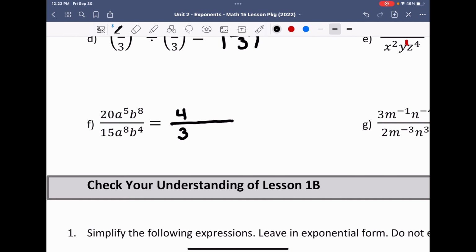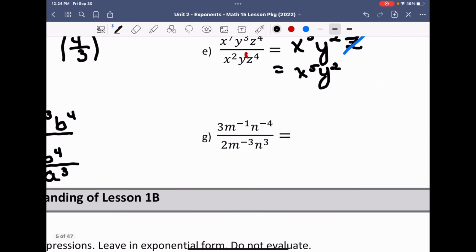Now I have this scenario of a to the 5 over a to the 8. That's a to the 5 minus 8, which is negative 3. I have b to the 8 over b to the 4. That's like saying b to the 8 minus 4, which is 4. And now I want to write this in terms of positive exponents only, because that's always how we simplify these. I have 4 b to the power of 4 over 3 a to the positive 3. If I relocate this from the numerator to the denominator, or vice versa, I relocate it and the power becomes positive.